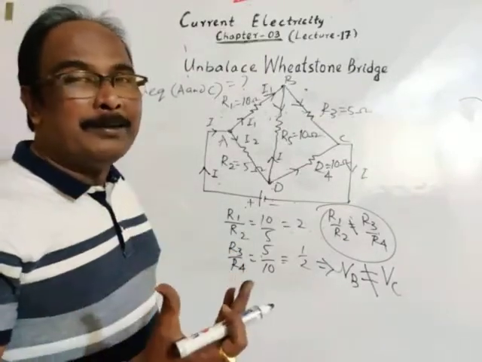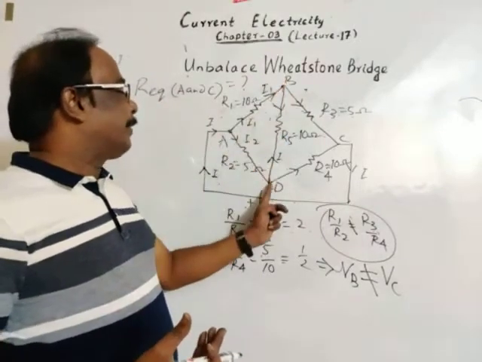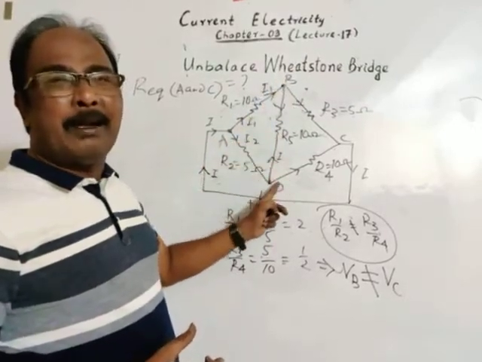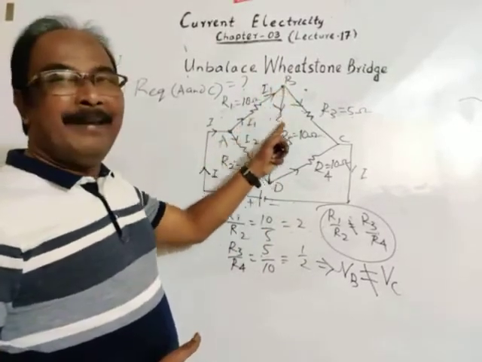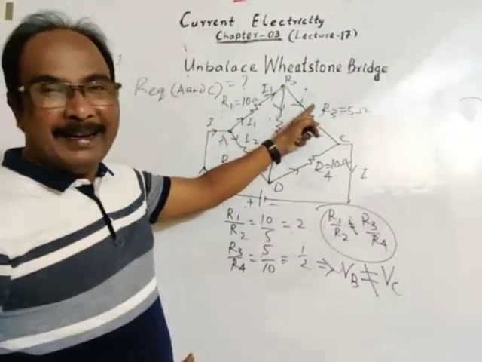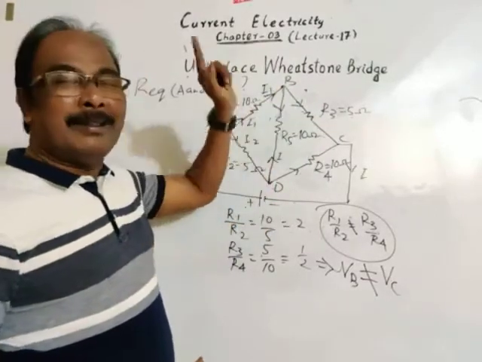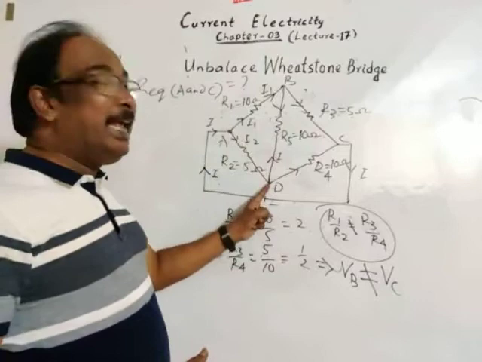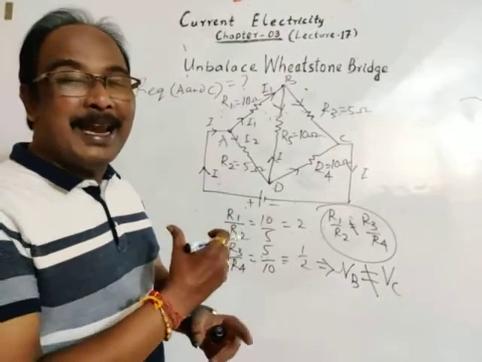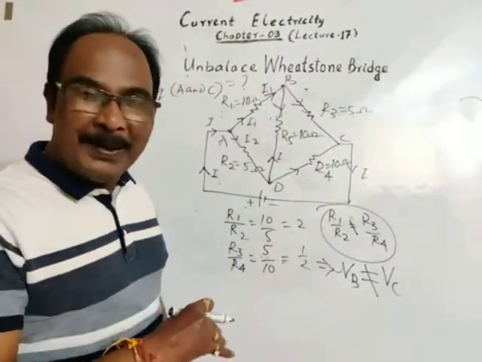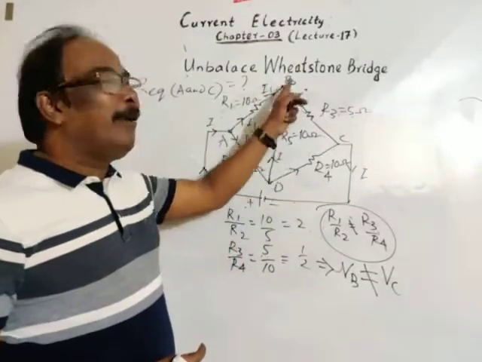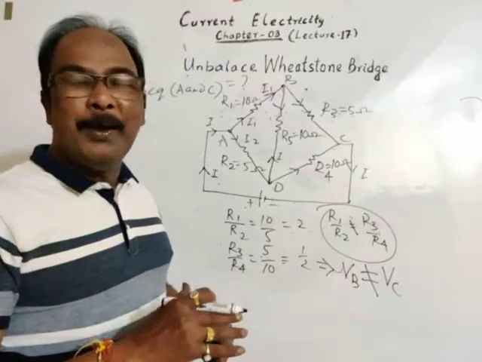That will be determined by determining potential at B and D. If potential at B is greater than potential at D, then current will flow from B to D, means I1 will get divided. If potential at D is greater than potential at B, then I2 will get divided into two branches. Since conventional current flows from high potential to low potential, we don't know which one, B or D, is at higher potential.